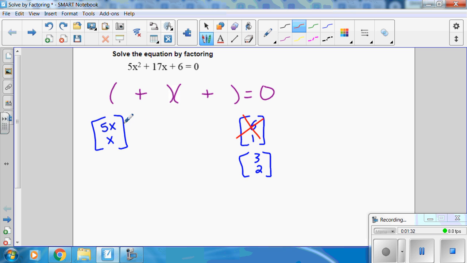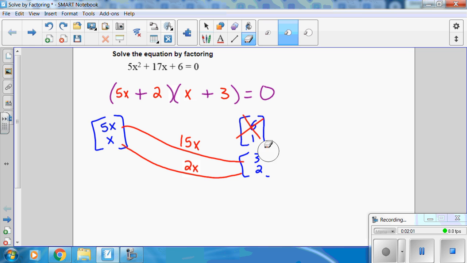Okay, so now let's test over here. 5 times 3, that's 15x. And then x times 2, that's 2x. Hey, that adds up to 17x, so that works. So now we're going to plug in the 3 and the 2. I'm going to put it here and here. The 3 gets multiplied with the 5x, so if the 3 is here, the 5x is over here, and then the 1x goes here.